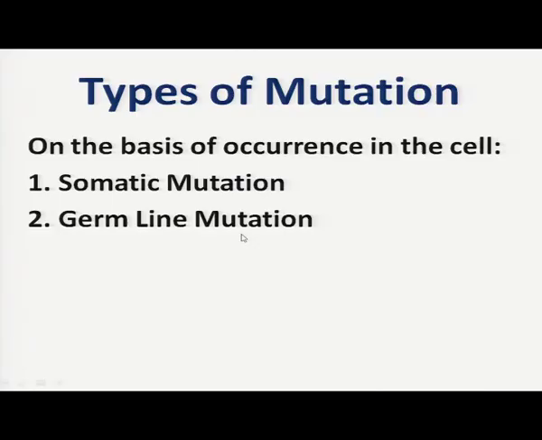The second type of mutation on the basis of the cell is germ line mutation. Germ line cells are those cells which are responsible for gamete formation in the living system. So if there is a change in germ line cells, it will lead to a change in the gametes, and accordingly it will be inherited by another generation. So it will be passed on from generation to generation.